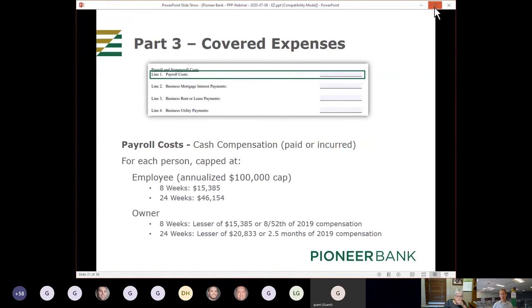The second bucket is the owner, and there they get a little bit more strict. The 8 weeks follows the exact same thing. However, it is the lesser of that cap that is equal to the employees, or 8/52 of their 2019 compensation. What they don't want you to do, number one, is pay a whole bunch to the owner. That's where that $15,000 cap comes in. But on the flip side, they don't want you to raise the owner's income just to inflate your forgiveness amount relative to their normal wages. And they've qualified their normal wages as what their 2019 compensation was.